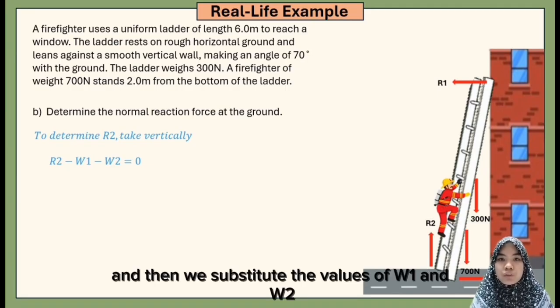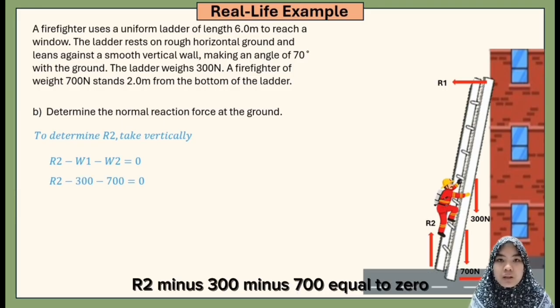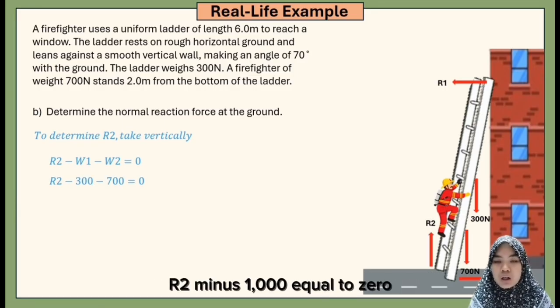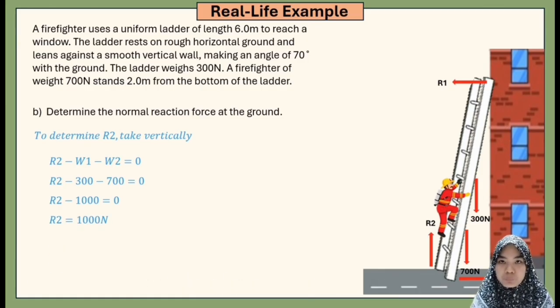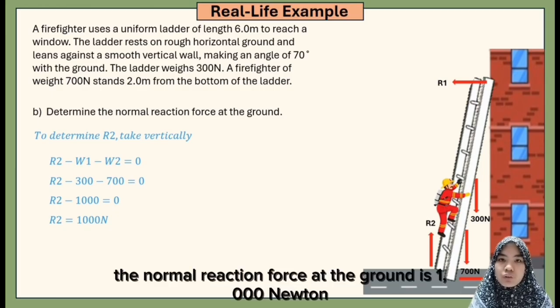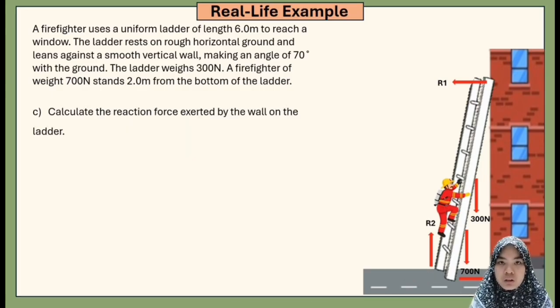And then we substitute the values of W1 and W2. R2 minus 300 minus 700 equal to 0. R2 minus 1000 equal to 0. And the value of R2 is 1000 Newton. Therefore, the normal reaction force at the ground is 1000 Newton.